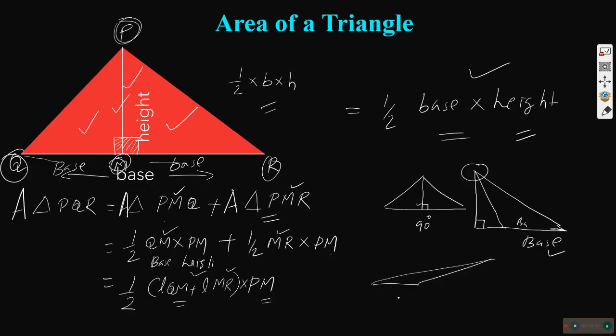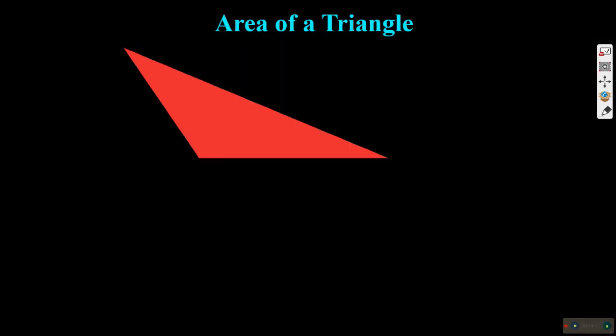This is a triangle. You consider this as base, you have to extend this, draw a perpendicular from here, make it a 90 degree perpendicular. This is the height then. Please understand. Keeping this in mind, let us go ahead with another. This is another triangle.